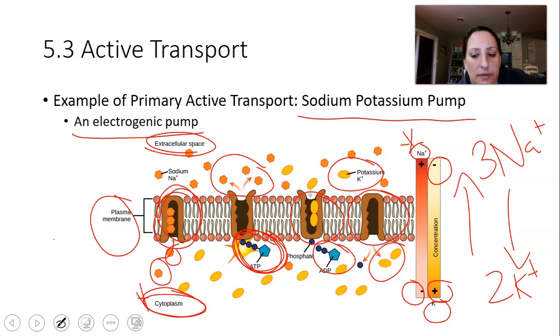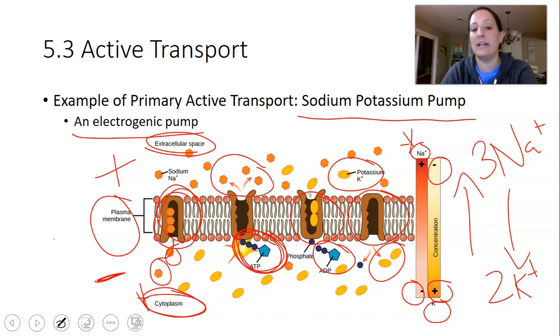Let's think about charge. We pumped 3 positively charged ions out and only brought 2 positively charged ions back in. So what's going to happen is the outside of this membrane is going to become more positively charged compared to the inside, which is going to have less positive charge, or it's going to be more negative. Okay, so not only are we setting up a concentration gradient of these ions, but we're also setting up an electrical gradient. So we're setting up an electrochemical gradient across the membrane.